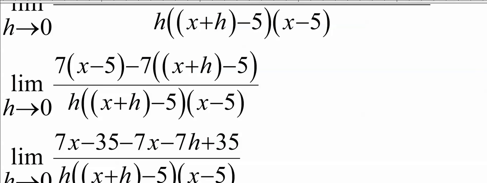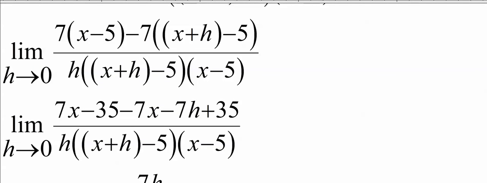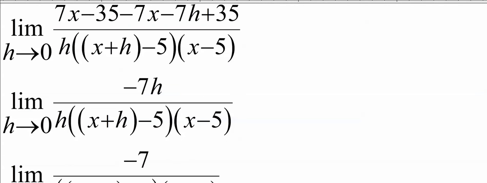And this I can distribute, and a lot of my things are going to cancel out. So 7 times x is 7x, 7 times negative 5 is negative 35, and then same thing here: negative 7 times x is negative 7x, negative 7 times h is negative 7h, and negative 7 times negative 5 is positive 35. As you look at these terms, a lot of it's going to go away. So the 7x's are gone, the 35's are gone, and the only thing I'm left with is negative 7h. And at that point, hopefully you notice that the h's can divide out.